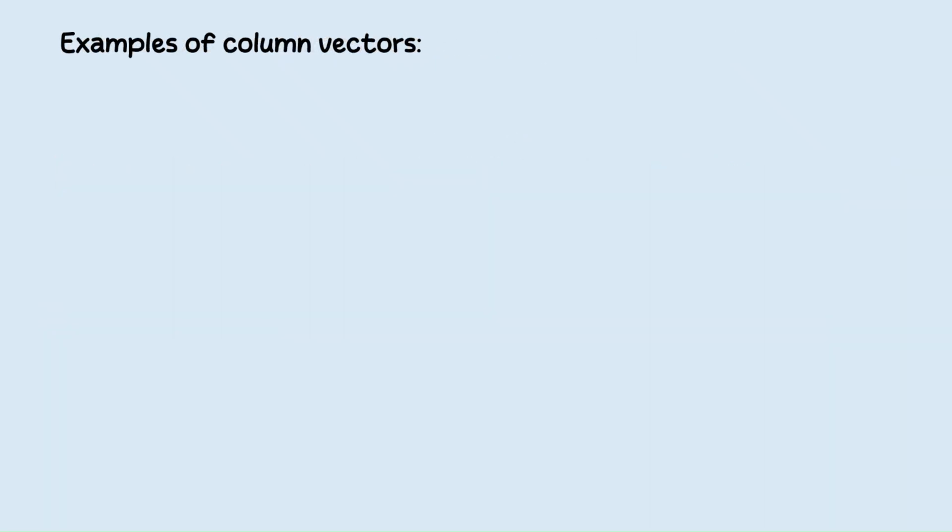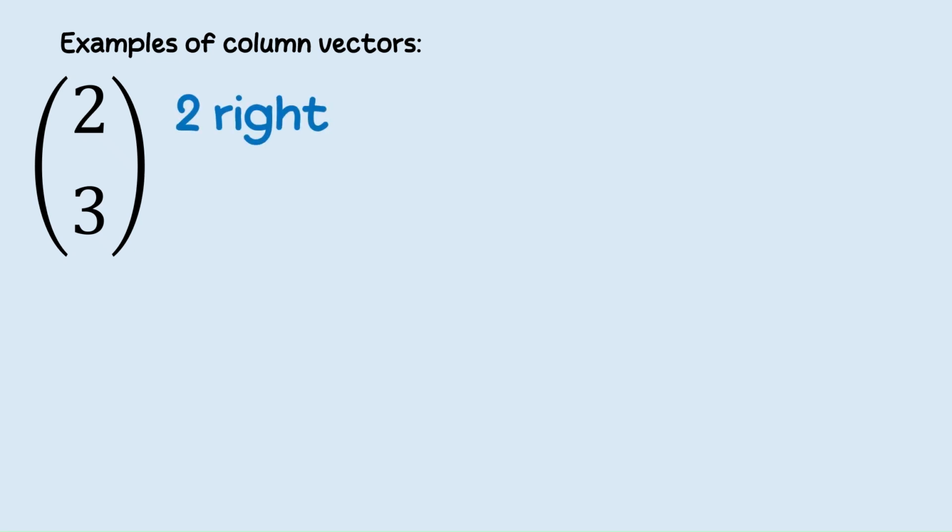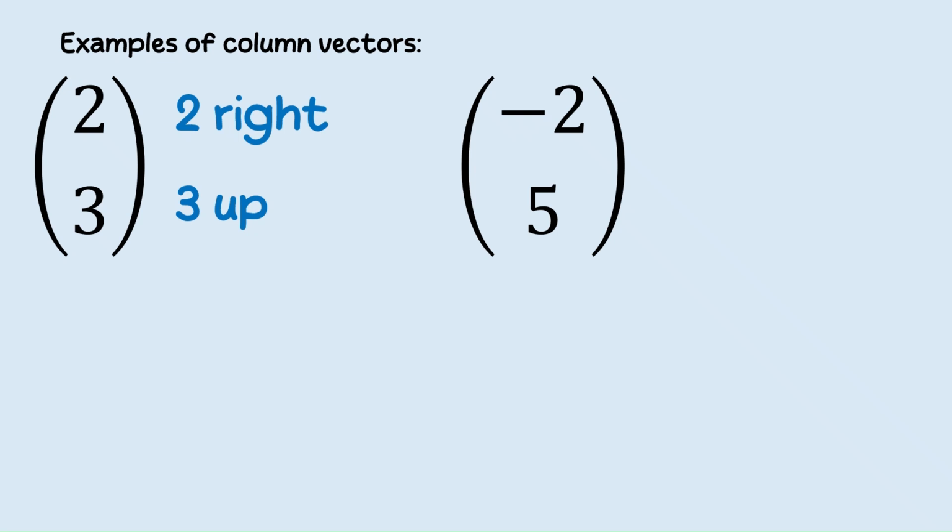Coming up are some examples of column vectors, and see if you can figure out what the instructions are from these column vectors. Our first column vector is 2, 3. Both of these numbers are positive, so the 2 tells us we're moving 2 spaces right, and the 3 says we're going 3 spaces up. Our next column vector is -2, +5. -2 means we go 2 spaces to the left. +5 means we go 5 up.